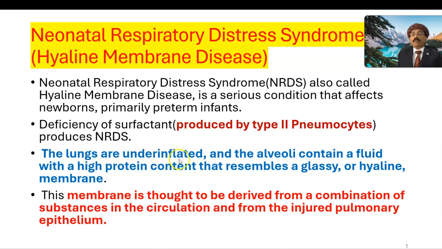The lungs are underinflated and the alveoli contain a fluid with high protein content that resembles a glassy or hyaline membrane. So it is also called hyaline membrane disease. This membrane is thought to be derived from a combination of substances in the circulation and from the injured pulmonary epithelium, we can say the alveolar epithelium. So we'll get this membrane.